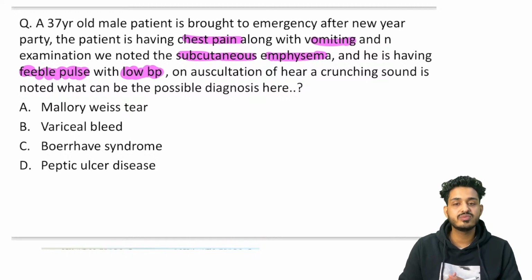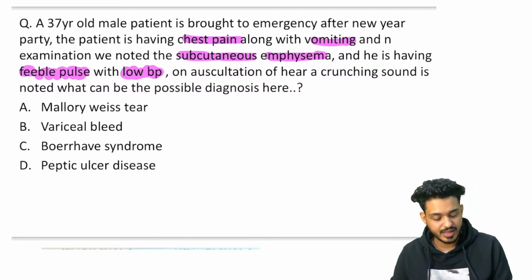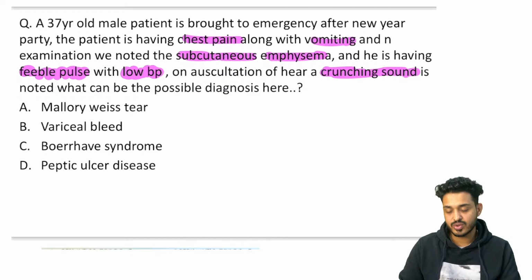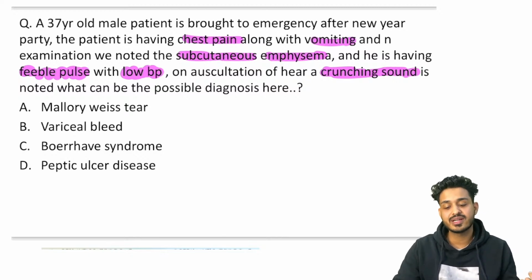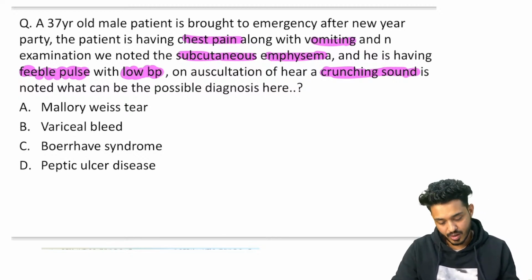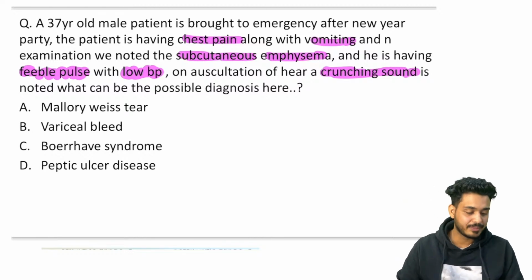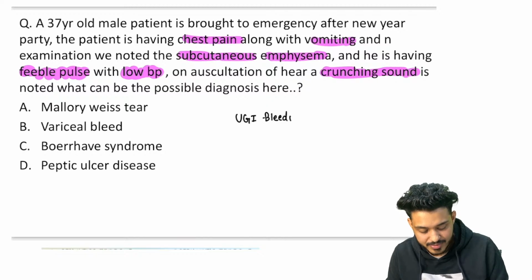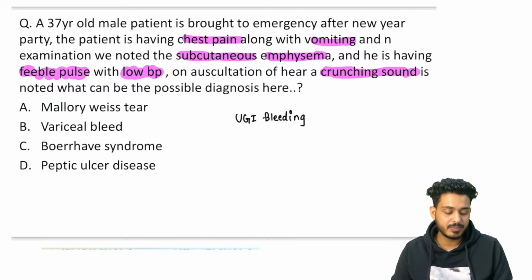On auscultation, we are hearing some sounds. What are these sounds? These are your crunching sounds. Crunching sounds will be there, right? And what is the diagnosis in this particular case? Try to answer. So what is happening in this particular patient? We are having a case of upper GI bleeding. This patient is having upper GI bleeding.